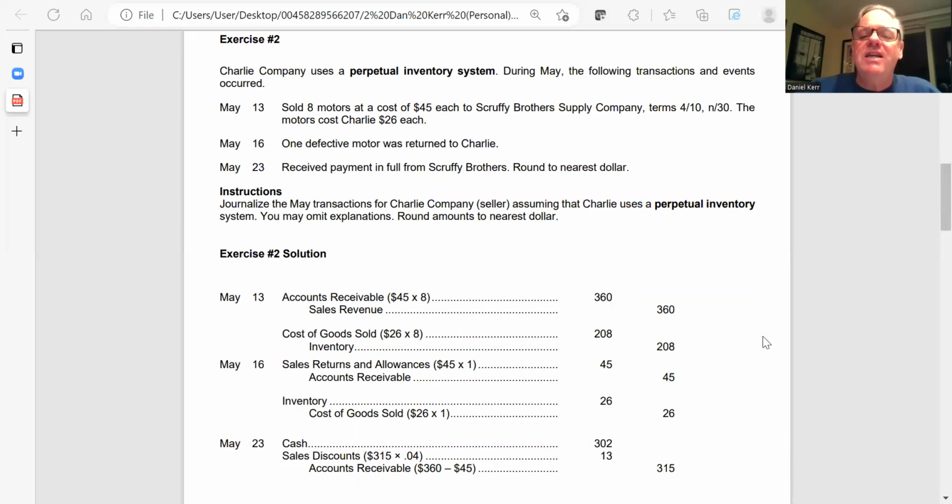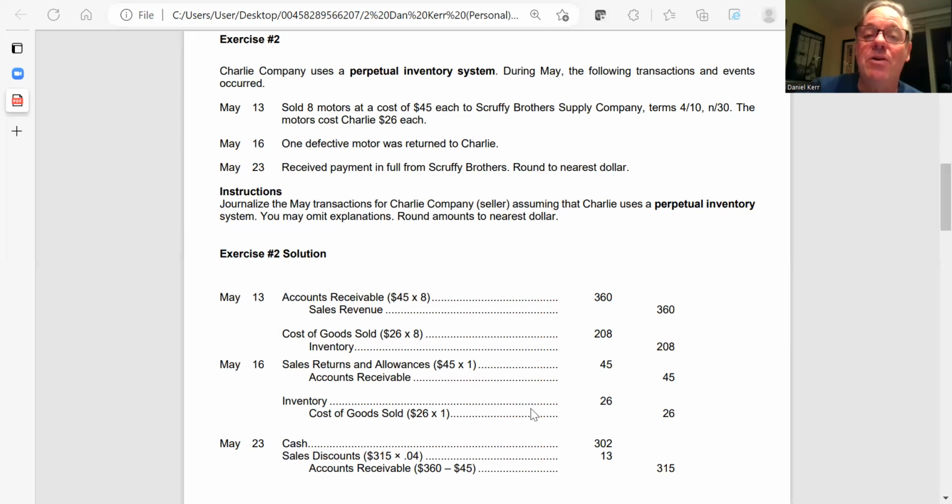Now, when you have a sales return, we don't reduce sales. We have what we call a contra revenue account called sales returns and allowances. So contra revenue is a revenue account with a debit balance. So we've got sales returns and allowances, 1 unit for $45. So we debit sales returns and allowances. We credit accounts receivable. And now that this unit has been returned, we got to put it back in inventory. So we debit inventory and we credit cost of goods sold.